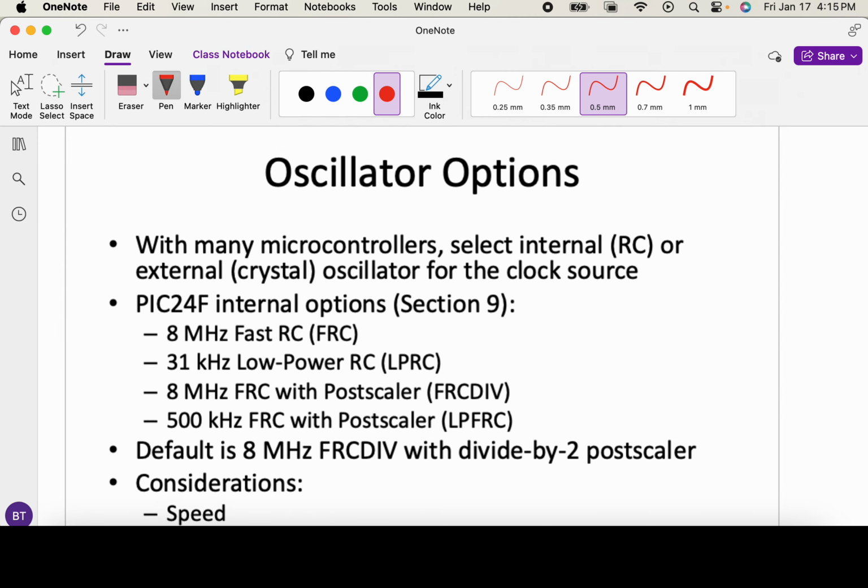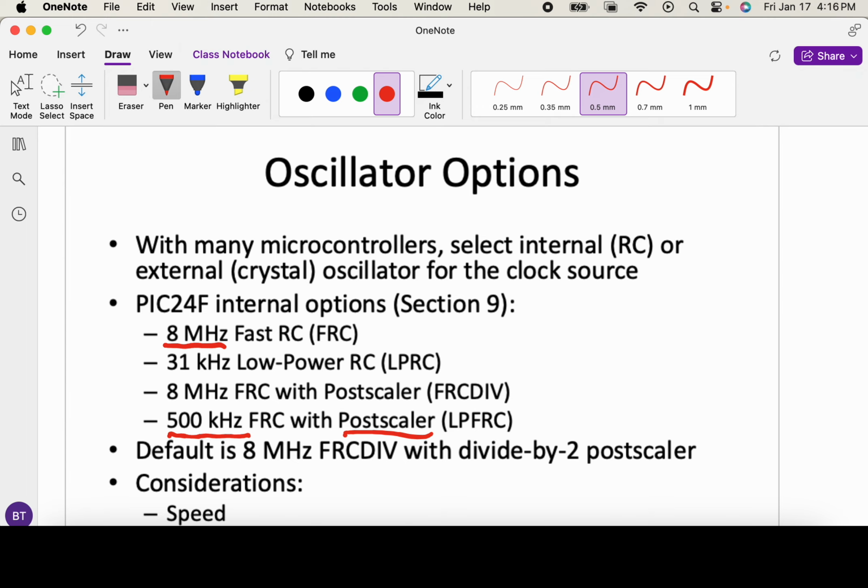Okay, so we've got lots of oscillator options. We can set the oscillator speed on the PIC to various values. So we can operate at 8 megahertz, but maybe you don't want to use up all that power. Maybe your application isn't so precise, and you don't need such precise timing, so you can use something all the way down to a 500 kilohertz oscillator with a postscaler, which then slows it down by some factor even more.